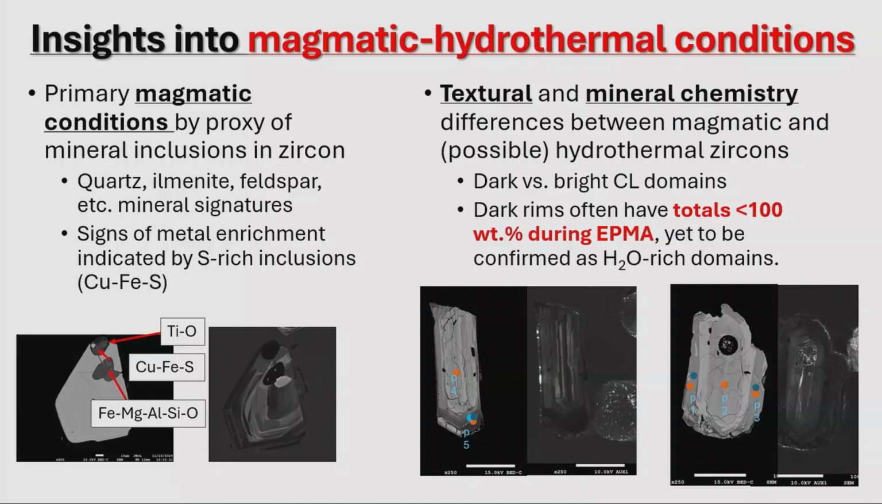And we did notice that in these darker CL rims, in the CL response, they were enriched in iron, they were enriched in manganese almost consistently, and hafnium is quite enriched in the rims of these. So together those things suggest that they are potentially hydrothermal rims, although because the total is still coming back low, we haven't confirmed the presence of them being water-rich domains, but that's something that we're looking at investigating further.